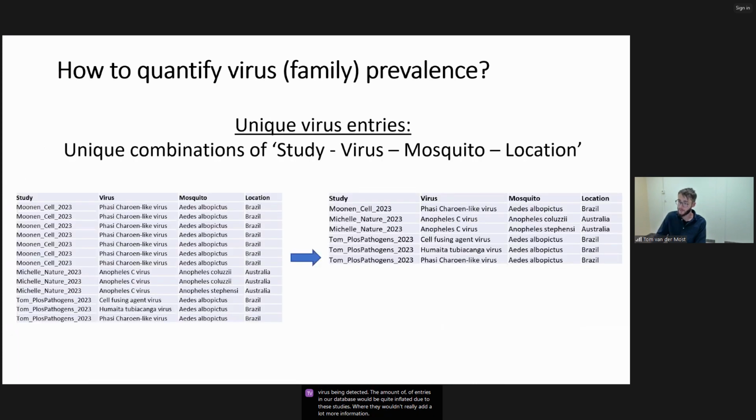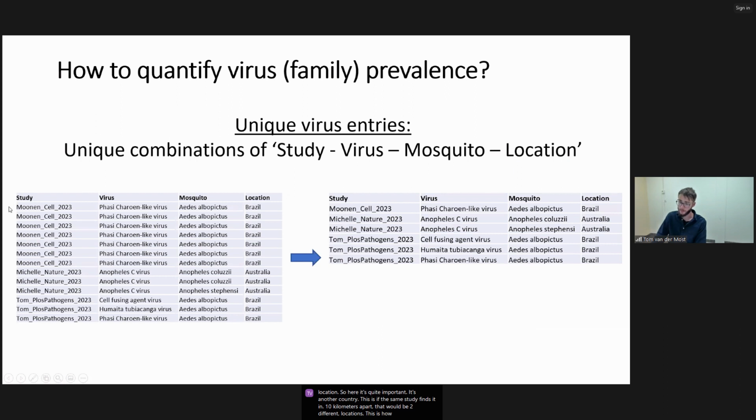To solve this, we started working with unique virus entries, where we filtered our database to ensure that each entry would at least be different in the study, the virus, of course, the mosquito species, and the specific location. So here it's quite important: this is not a country. If the same study finds it 10 kilometers apart, that would be 2 different locations.